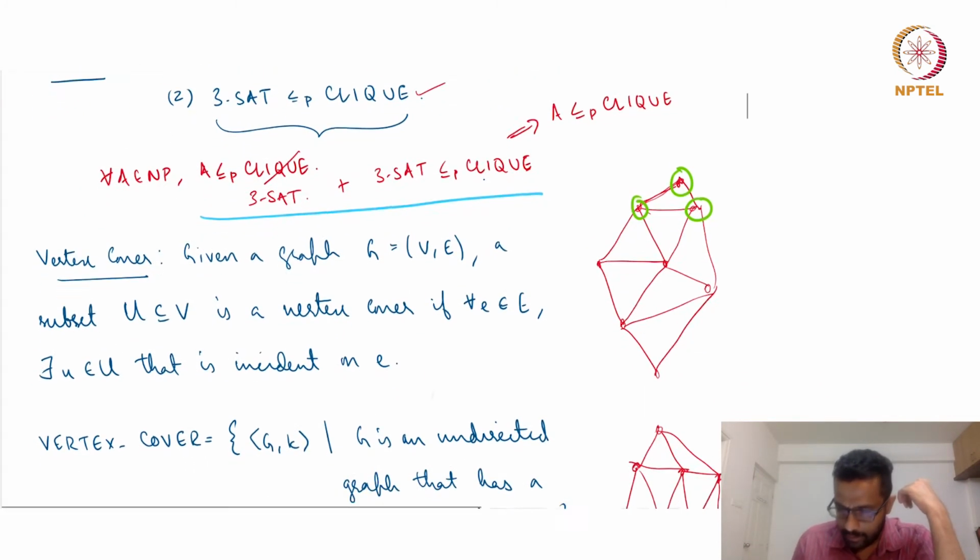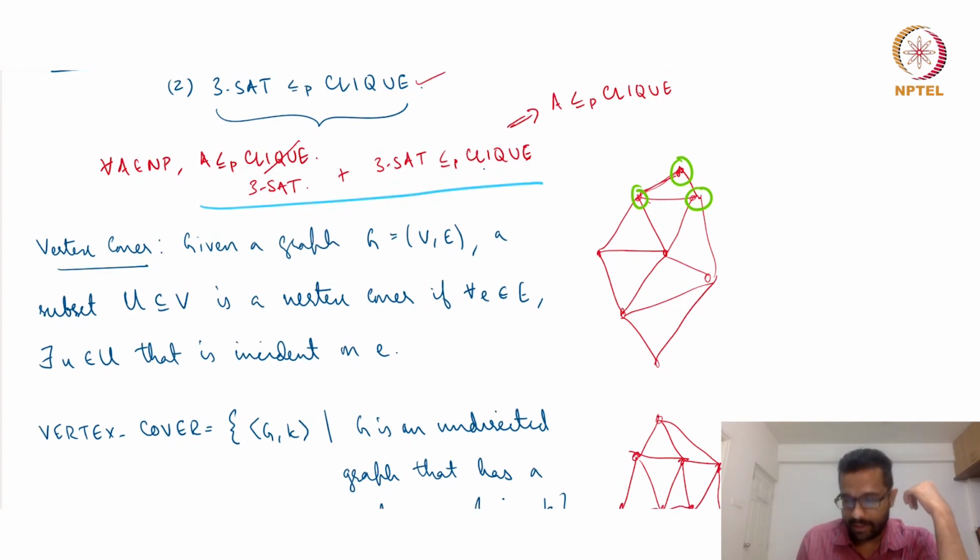Now let me introduce another problem called Vertex-Cover, right? What is a Vertex-Cover? First I'll tell you what a Vertex-Cover is. Given an undirected graph G = (V, E), a Vertex-Cover is a subset of vertices such that all the edges are covered by these vertices.